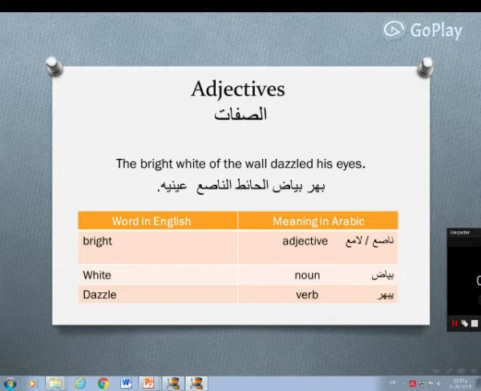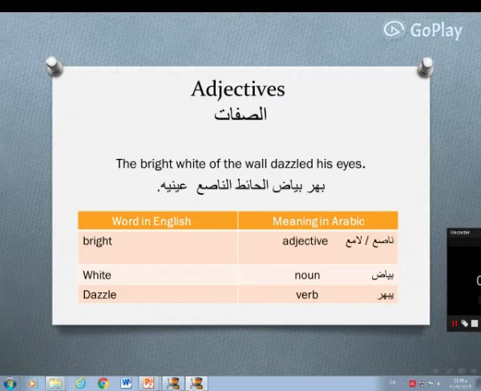So this is usually the case. When you translate into Arabic, we start with the verb. Here we have the verb dazzle. As we said before, dazzle means yubhir. This is the present form of the verb, I'm sorry. But here we have past, so we need to use bahara, which is the past form of the verb yubhir. Bahara, bayadu, al-ha'it, an-nasi'. This is bright. Aynayhi, his eyes.